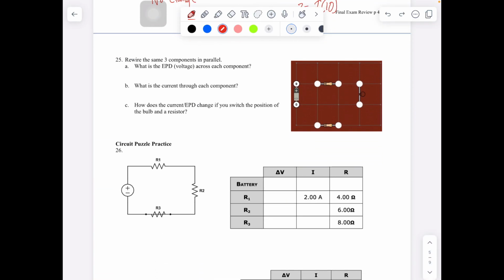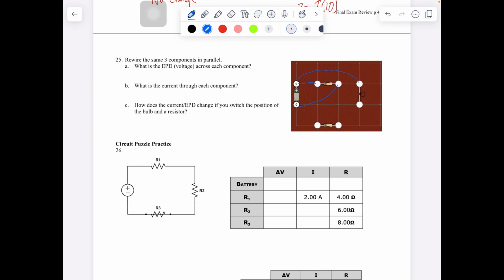Rewire the same 3 components in parallel. What is the electric potential difference across each component? So in parallel, we want options, right? We want from the positive terminal of the battery and the negative terminal of the battery to be connected everywhere. So here we have one path through our battery through that resistor. But we could also go, and let's try to not cross our wires too much. I don't want it to get too confusing.